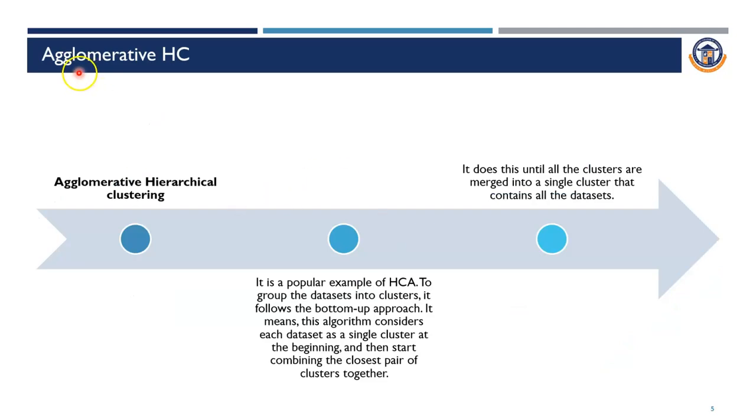First we see agglomerative hierarchical clustering. It is a popular example of a hierarchical clustering algorithm to group the dataset into clusters, based on the same or similar features. It follows the bottom-up approach. This algorithm considers each data point as a single cluster at the beginning and then starts combining the closest pair of clusters together. It does this until all the clusters are merged into a single cluster that contains the whole dataset.